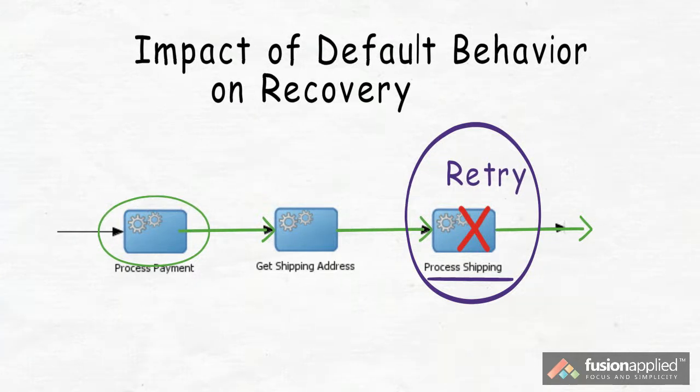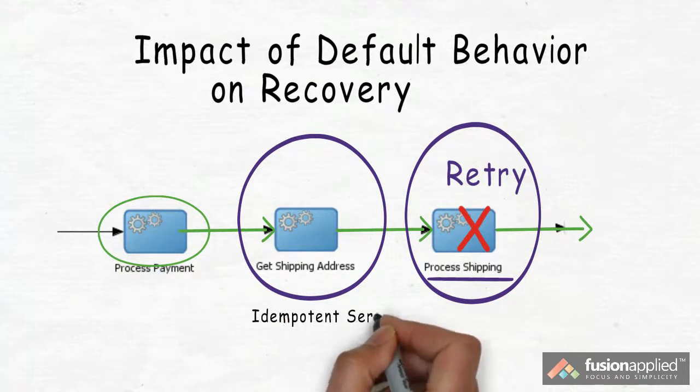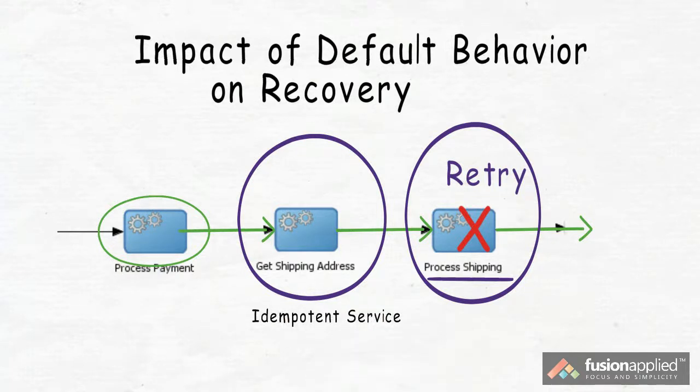Now, re-executing the get shipping address multiple times is not an issue. It will give us the same result every time. There is no adverse impact from multiple executions. This type of a service is called an idempotent service.